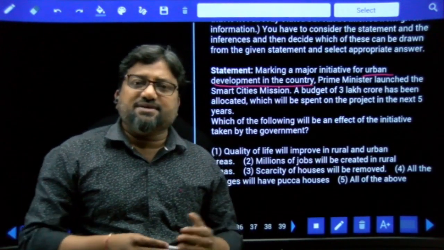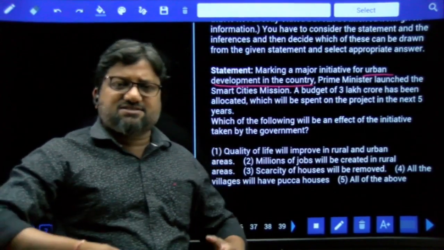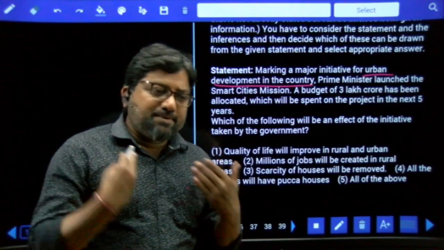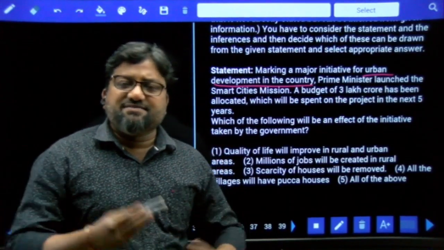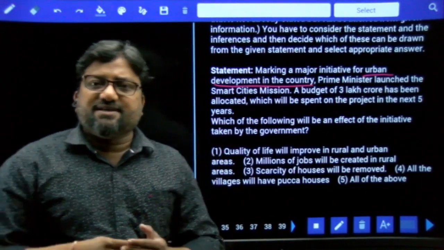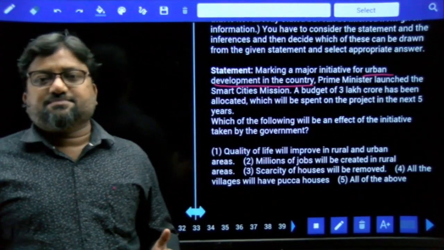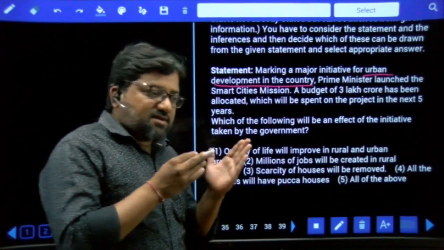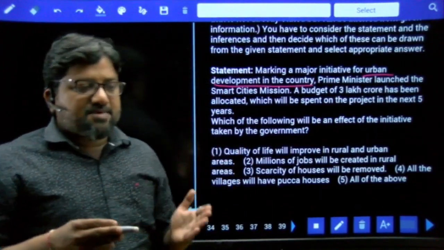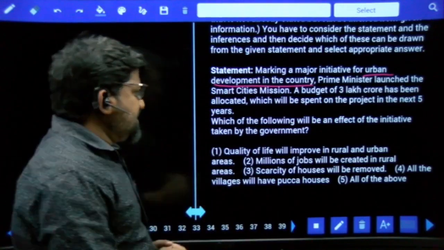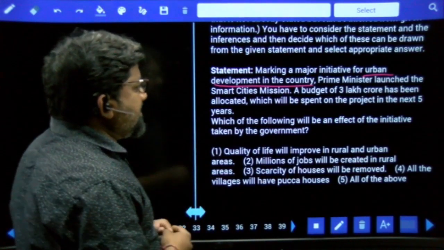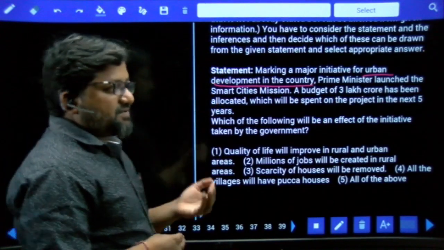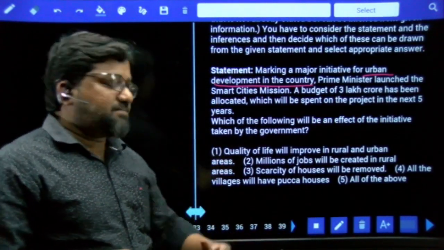The meaning of that is they want to develop the infrastructure, and this infrastructure development can be in any way. Maybe it is on roads, maybe on buildings, or on drainage, sewage, maybe on beautifying the city. It can be on anything. Yes, building houses, constructing better roads, whatever it is, anything can happen. Which of the following will be an effect of the initiative? Money is being spent, so what will happen? The city will develop.